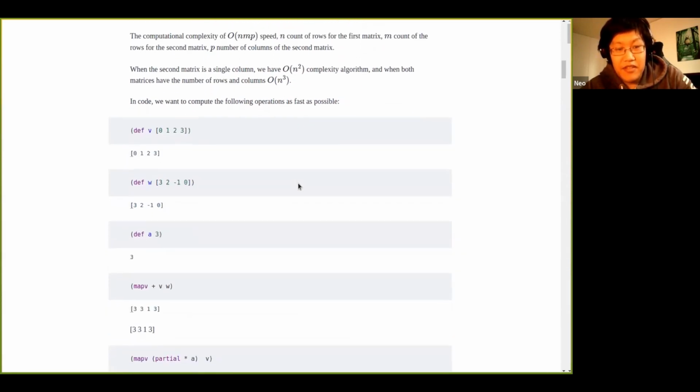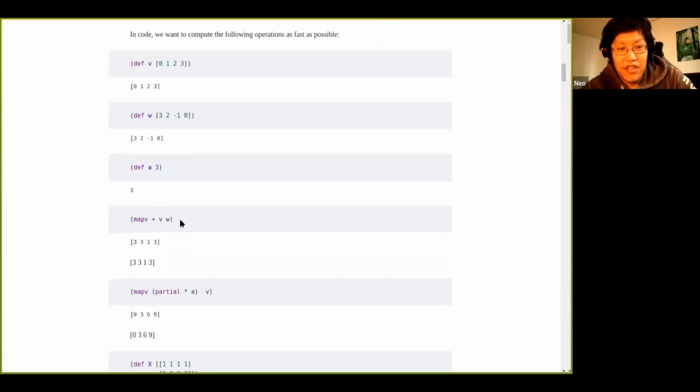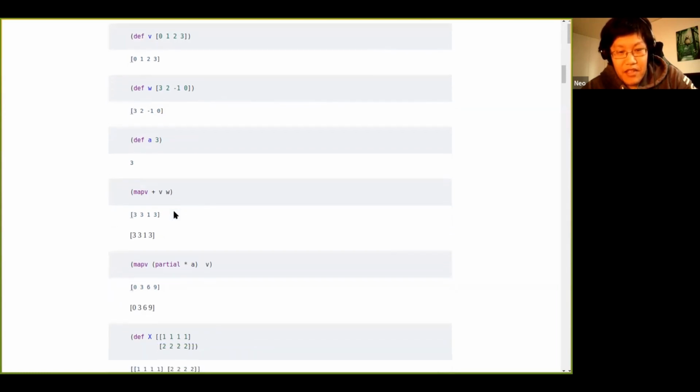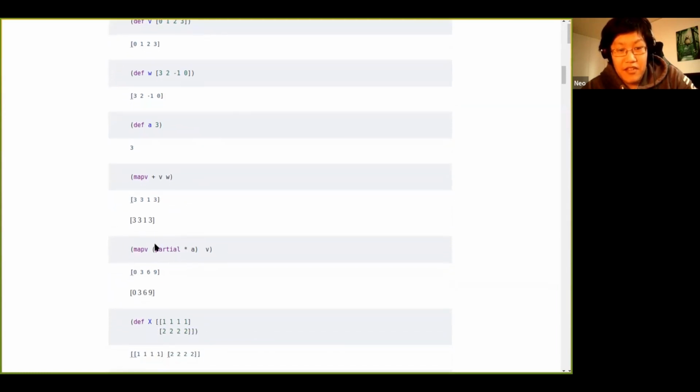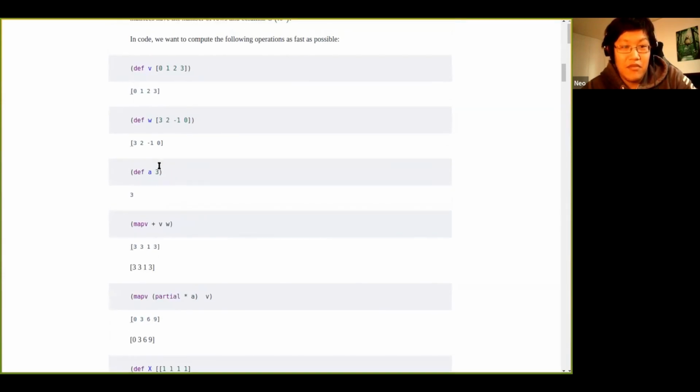And here I just give a simple example: we have vector v, which is just the range between 0 and 3. Here w is just random integers. Here we have a random scalar number. And so the operations are just defined like this. In Clojure, you could say just map plus v w, which is just 0 plus 3, 1 plus 2, 2 minus 1, and 3 plus 0, which is this result. And same thing for the scaling. Here, it's just a partial multiplication by the scalar, and you would get the result. So 3 times 0 is 0, 3 times 1 is 3, 3 times 2 is 6, 3 times 3 is 9.